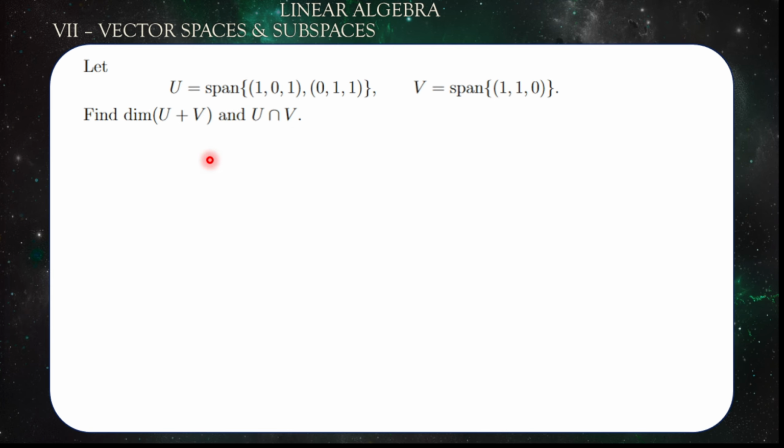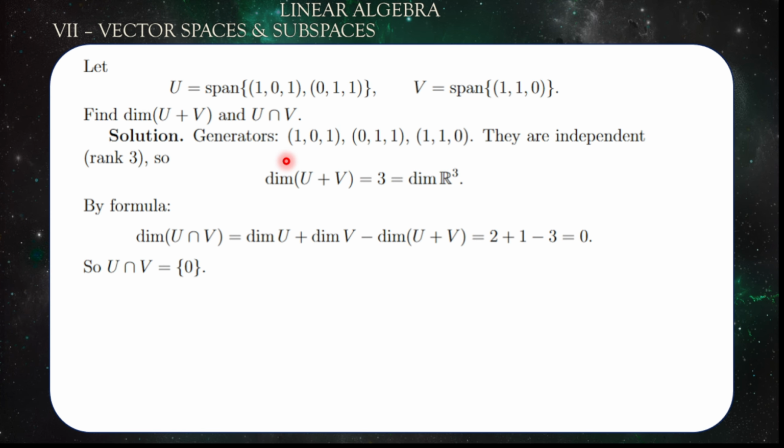Another exercise. Let U be equal to the span of (1, 0, 1), (0, 1, 1), and V equals the span of (1, 1, 0). Find the dimension of U plus V, and U intersect V. You can pause the video and try to think about it first before getting to our solution.